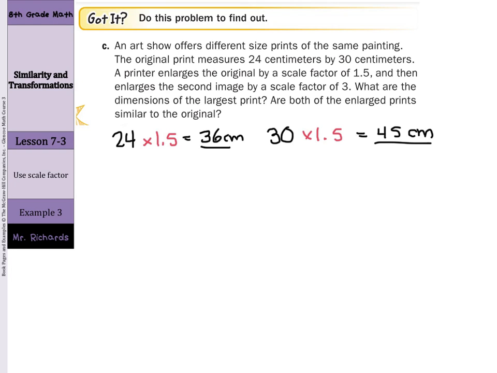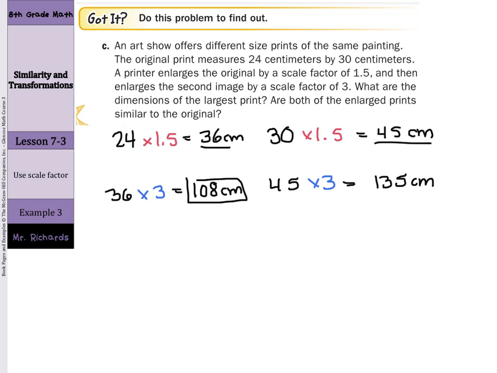And then the printer enlarges the second image by a scale factor of 3. So we can take the 36 centimeters and the 45 centimeters and multiply each of those by 3. And so our result for these is 108 centimeters by 135 centimeters. And so what are the dimensions of the largest print? We can say for that one 108 centimeters by 135 centimeters.